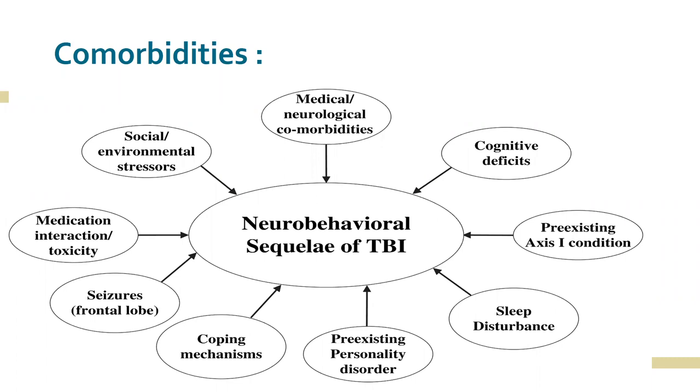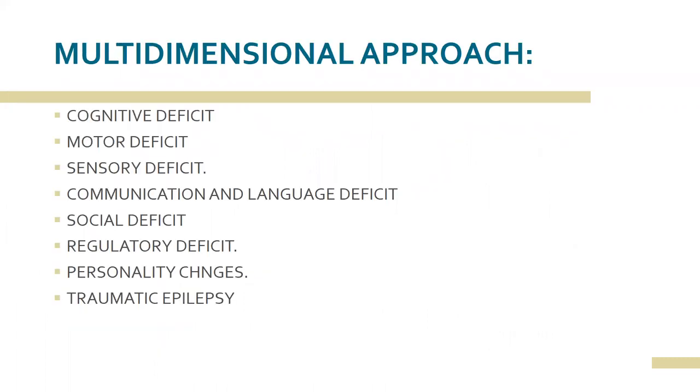The first factor is whether the patient has any pre-existing axis 1 psychiatric disorder. Whether, after neuropsychological assessment, the patient has any cognitive deficit. Whether the patient has sleep disturbance, a pre-existing personality disorder, or any coping mechanism. Whether the patient has seizures, social or environmental stressors, or medical comorbidities like diabetes, hypertension, or others, we have to consider that.